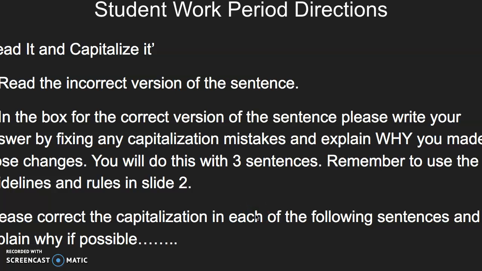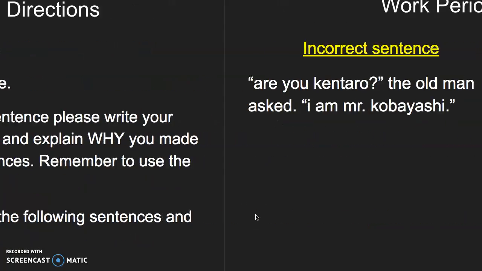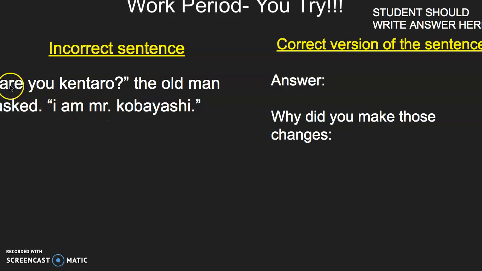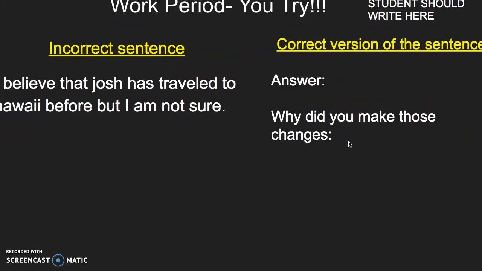So here are the following sentences that you're going to work on. Sentence 1. The incorrect sentence is, are you Kentaro? The old man asked, I am Mr. Kobayashi. So right over here, guys, you're going to type the correct version of this sentence. Some of these letters here are lowercases that should be capitalized. You need to figure out what they are and write the correct answer here, and then explain why you made those changes right here. So you just click.